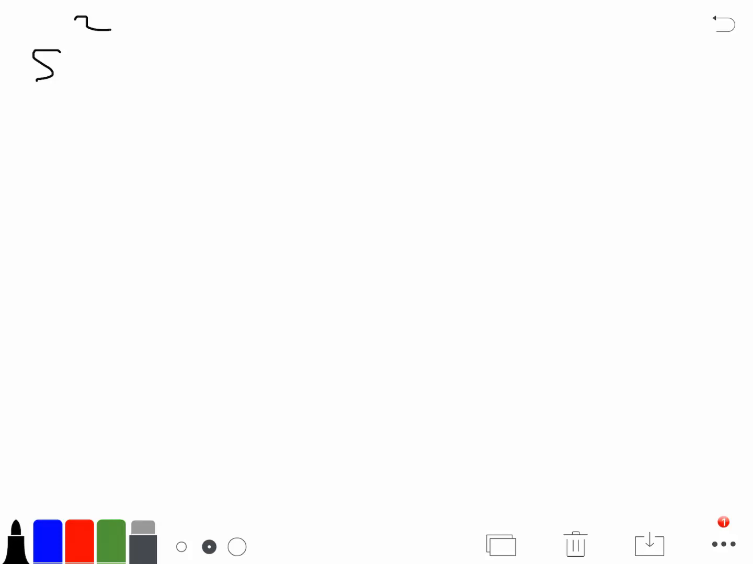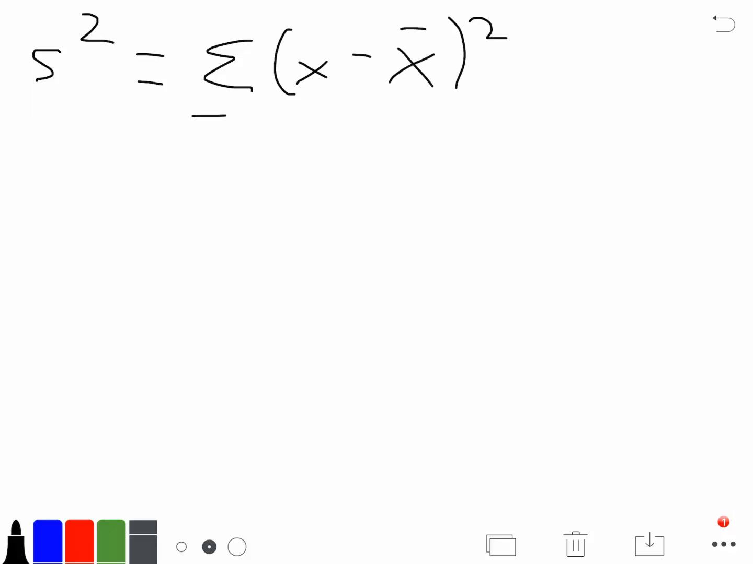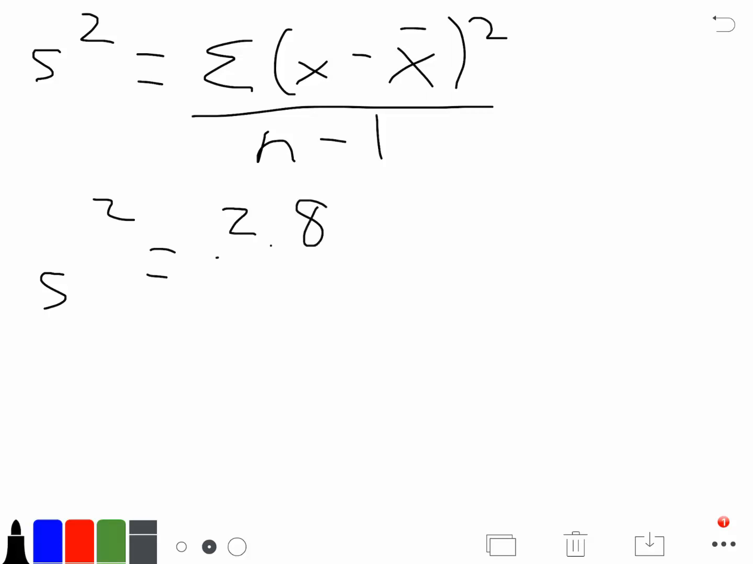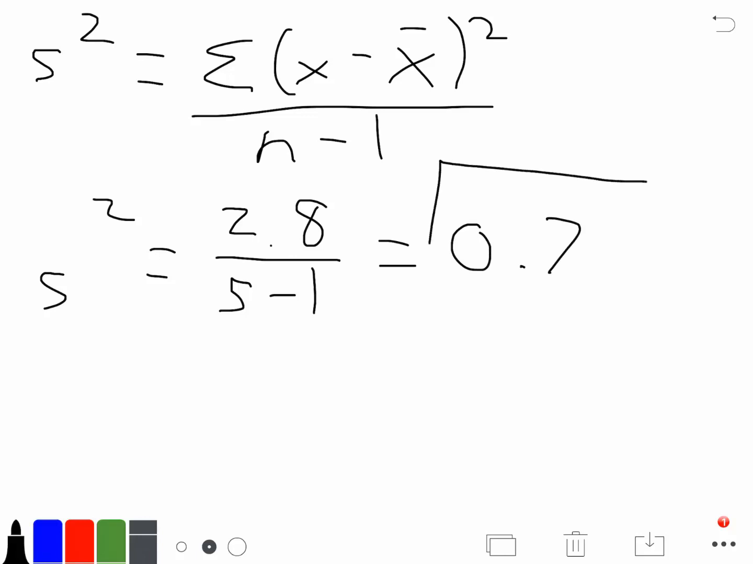Okay, let's try to fix that square a little bit, make it a little neater. That's equal to, as we mentioned earlier, the sum of x minus x bar squared over n minus 1. So let's fill in what we know. We know s squared is equal to 2.8, that's the sum we found earlier, over 5 minus 1, because we said n was equal to 5. Calculate this out, and we get 0.7. And that's our answer. That's how you find the variance without a calculator.